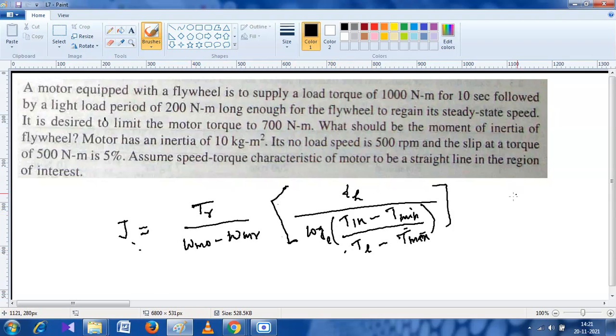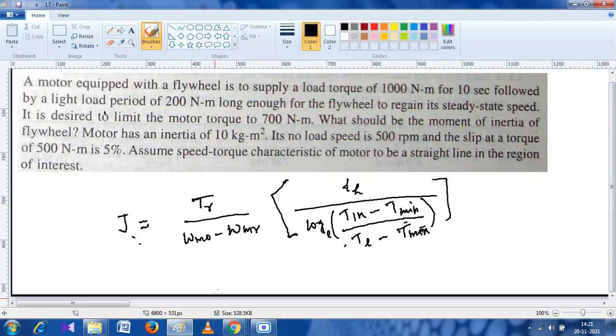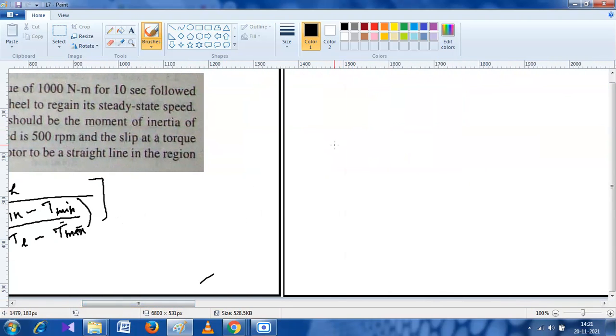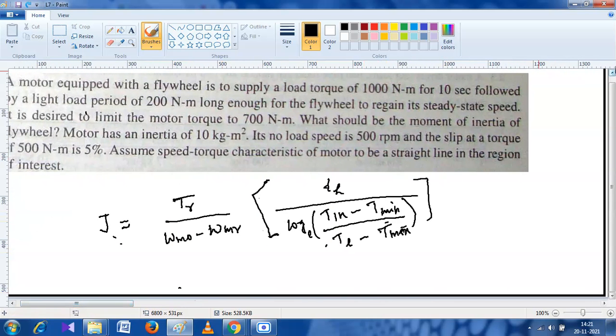Yes, sir. To determine the moment of inertia, here the quantities given are needed. Which quantities do we require? First TLH, T max, T min, and TH, TR, omega M0, omega MR.